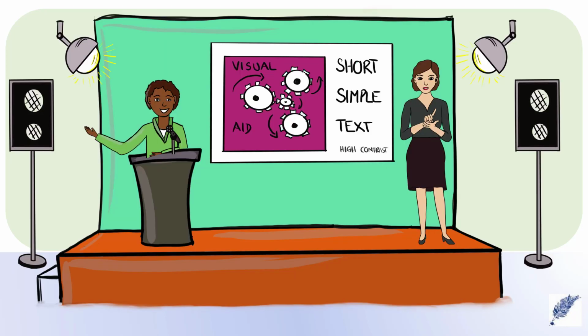This picture shows an example for a good setup. Two speaker boxes, left and right of the stage. Separate spotlights for speaker and interpreter. Simple slides with illustrations and little text.